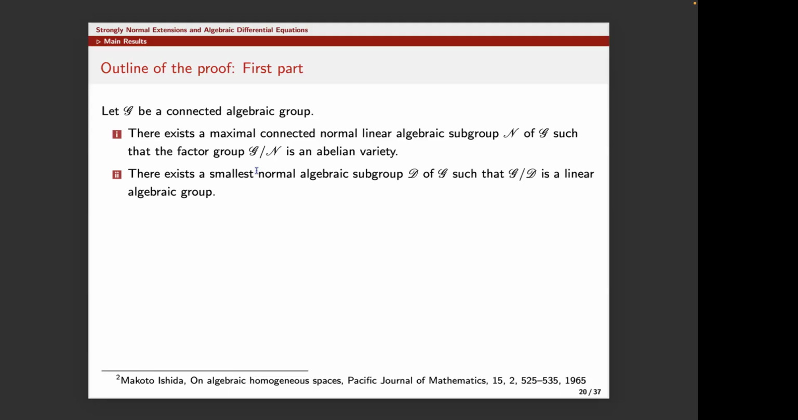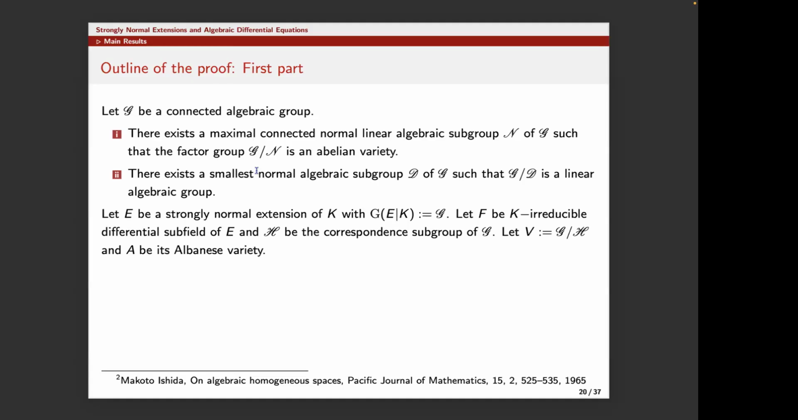So let G be a connected algebraic group. Then there exists a maximal connected normal linear algebraic subgroup N of G, so the factor group G mod N is an abelian variety. And the second structure theorem is that there exists a smallest normal algebraic subgroup D of G whose quotient is a linear algebraic group.